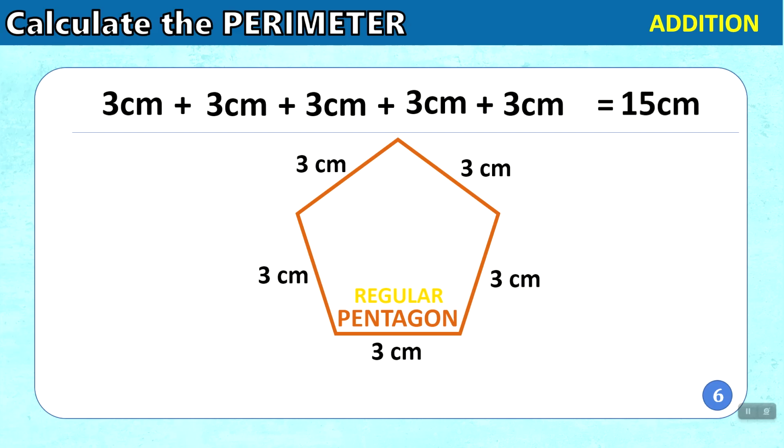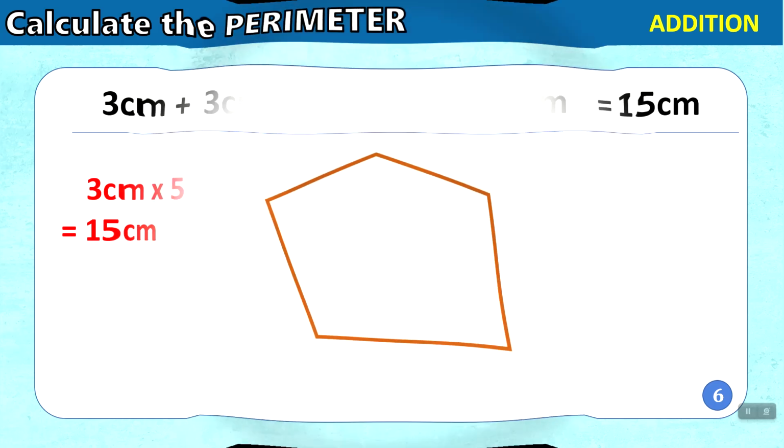Now by now you may get a little tired of adding the same number so many times. And so what is another way of writing an addition problem like this, where we have the same number added multiple times? If you said multiply, that is correct. And so we have 5 of the number 3, and so we can multiply 3 by 5, because we have 3 centimeters appearing to be added 5 times. We know that 3 times 5 is 15. And so the perimeter of this regular pentagon is 15 centimeters.